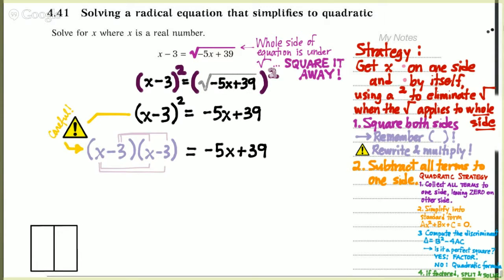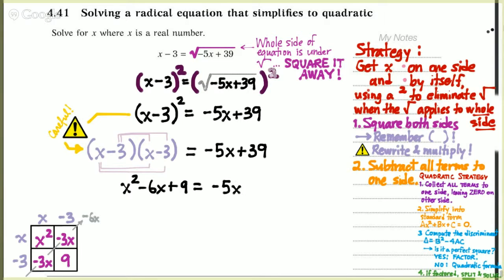That triggers our Pavlovian response to FOIL (x - 3) times (x - 3), which if we multiply it out, we'll get x squared, positive 9, and a pair of minus 3x's that turn into minus 6x. So x squared minus 6x plus 9 is what we get on the left-hand side. Negative 5x plus 39 is what we get on the right-hand side. Great. Now we've simplified the left and the right-hand sides as completely as possible.